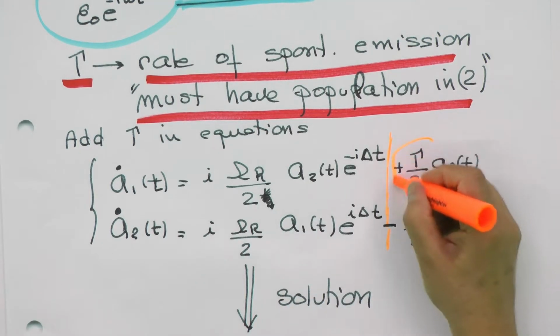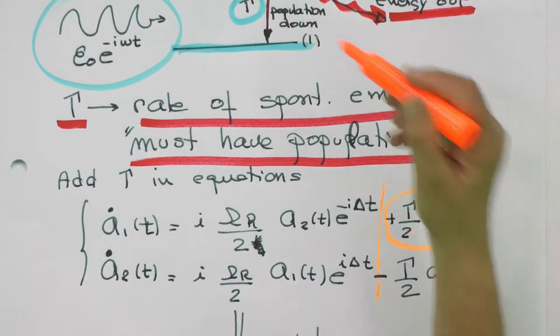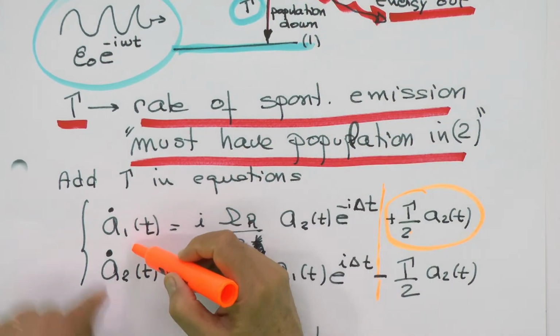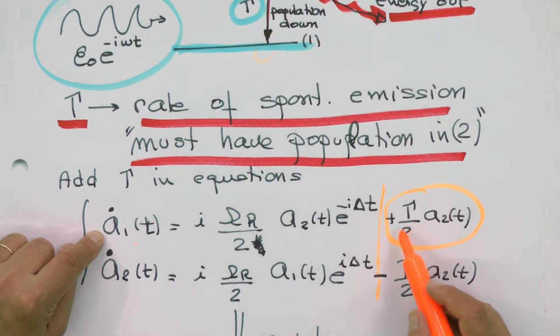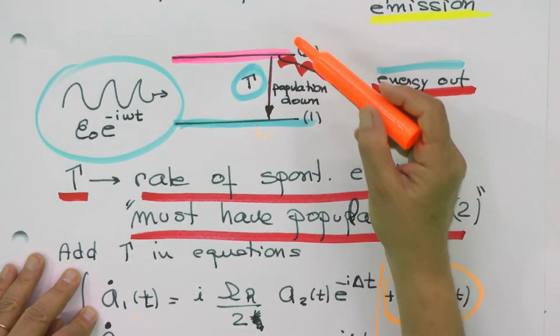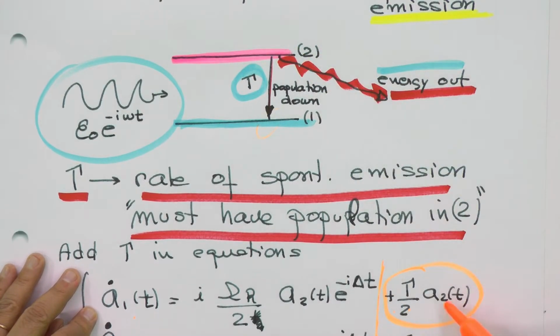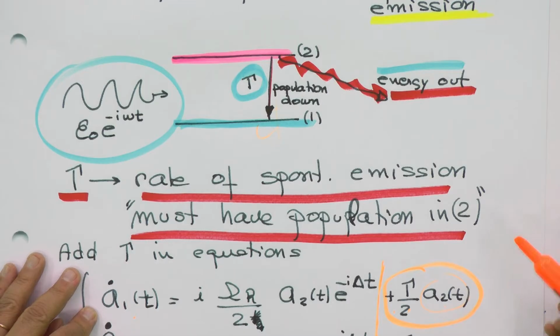Now I'm going to add this. Why is this positive? Because, first of all, for the spontaneous emission to increase the time variation of the population, it is a positive term. But I must have population in level 2. So it must be proportional to A2 for that to take place. If A2 is 0, there is no way of spontaneous emission.